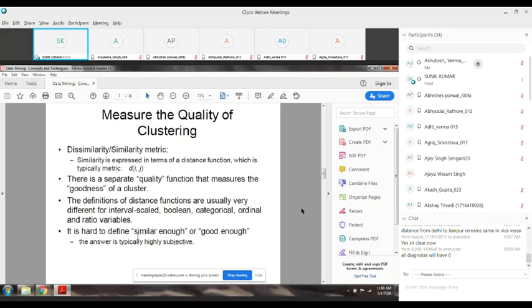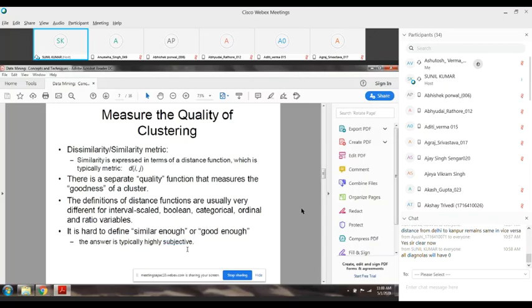Pay attention to this point. We cannot simply define it as enough, or as good enough. It is a very subjective kind of thing. So there is always a chance of improvement.